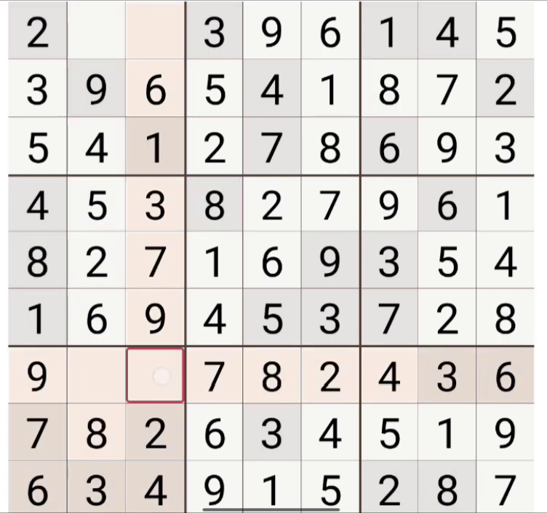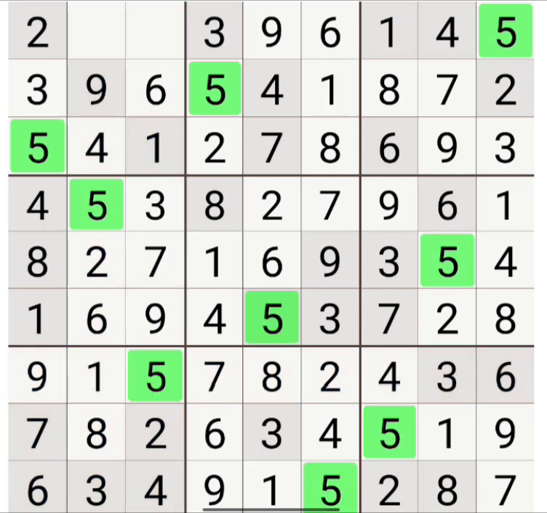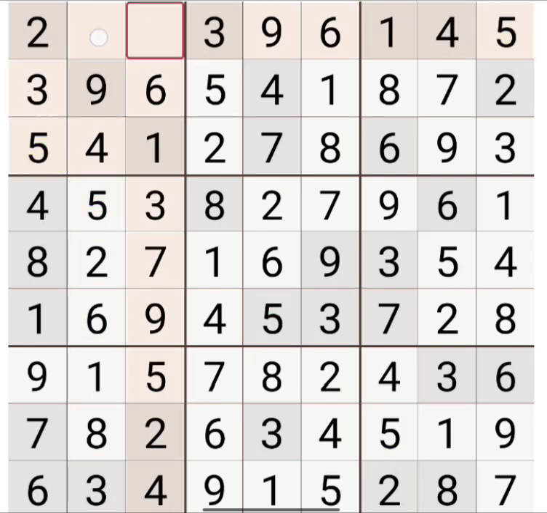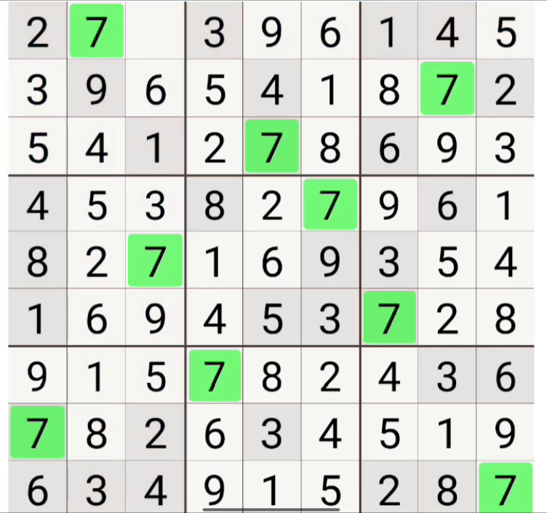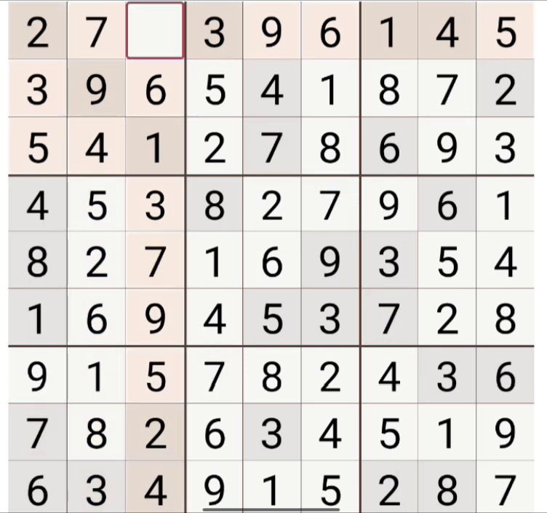Now these places are for 1 and 5. So 5 we cannot write here because 5 is there in the same column. So we'll write 1 here and 5 in this cell. Now we have to complete the first top box. So in this box 2, 3, 9, 6, 5, 4, 1 are there. So these two places are for 7 and 8. In this cell 7 will come and in this cell 8 will come.